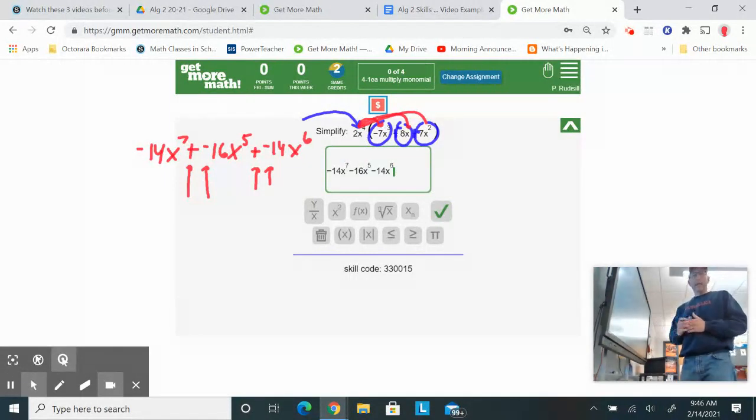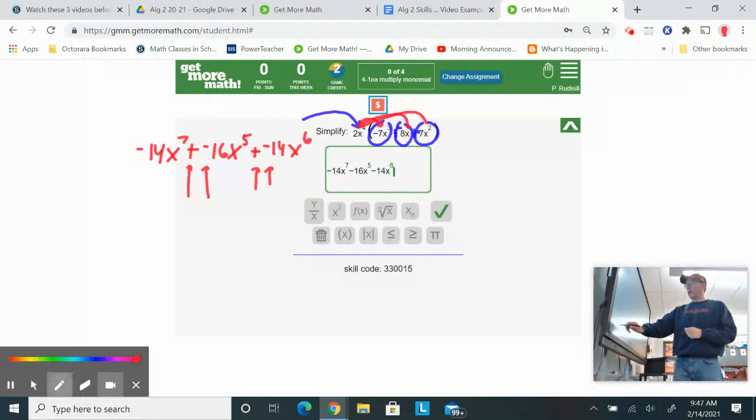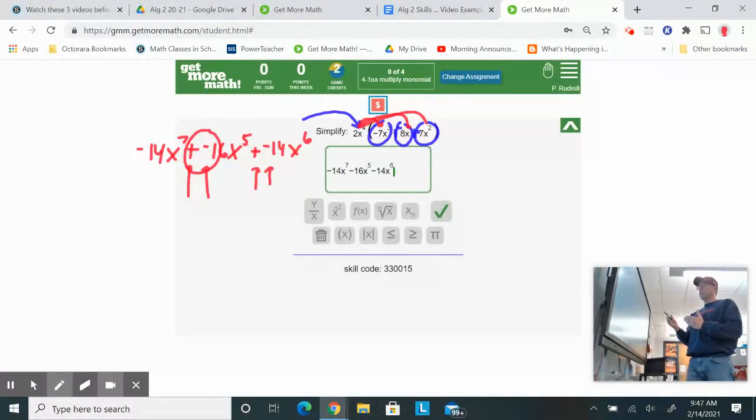Okay, so I'm going to pause it, type it in, see how we do. I typed it in, and I just have to double check before I hit that green check mark. I have negative 14x to the seventh, and minus 16x to the fifth, which, like I said before, is the same as adding the opposite of 16x to the fifth. That looks good, and then minus 14x to the sixth. Are there any like terms?